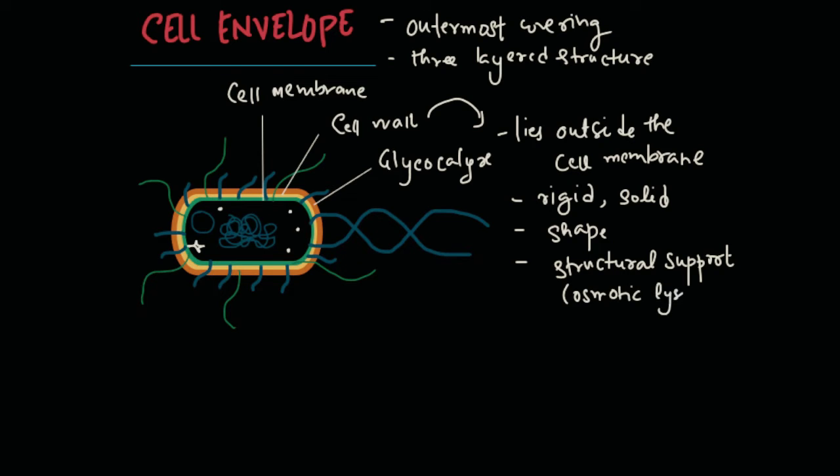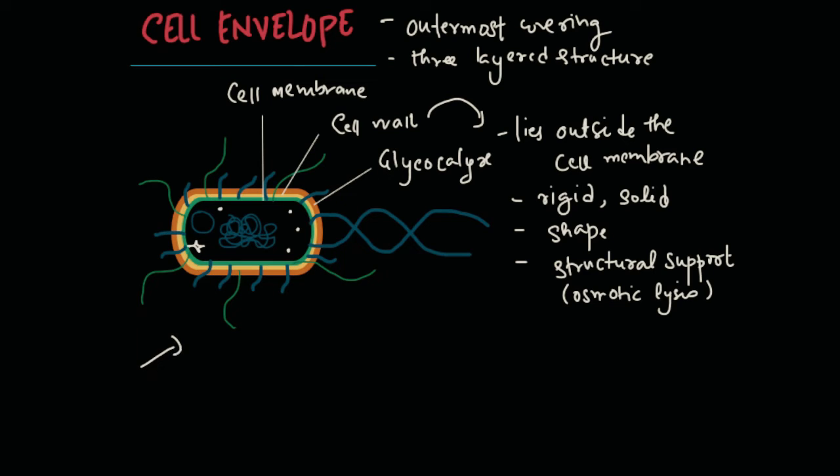Osmotic lysis takes place when the concentration of solute is different on both sides of the cell envelope. So, if the concentration is less outside, which is a hypotonic solution, or more, which is a hypertonic solution, there is a chance of osmotic lysis of the cell. Cell wall prevents osmotic lysis.